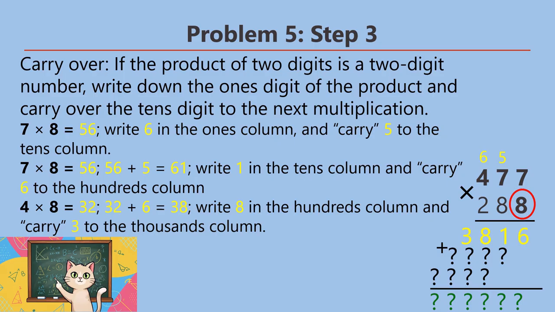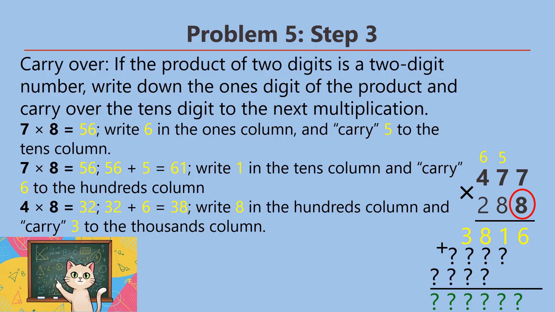Step 3. Carry over. If the product of two digits is a two-digit number, write down the ones digit of the product and carry over the tens digit to the next multiplication. 7 times 8 is equal to 56, write 6 in the ones column, and carry 5 to the tens column.